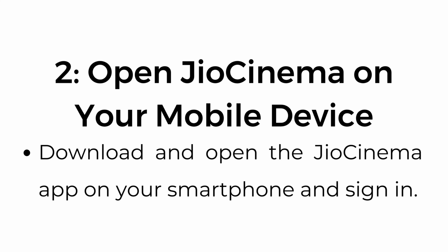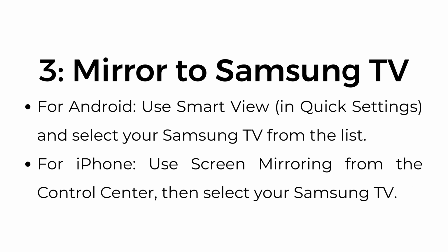Step number 2. Open JioCinema on your mobile device. Download and open the JioCinema app on your smartphone and sign in. Step number 3. Mirror to Samsung TV. For Android, use the Smart View in Quick Settings and select your Samsung TV from the list. For iPhone, use screen mirroring from the control center, then select your Samsung TV.